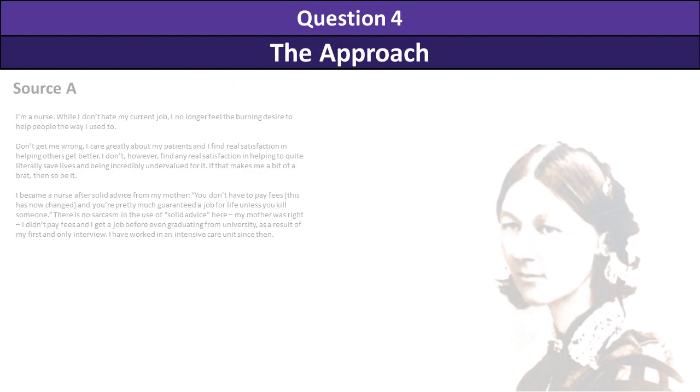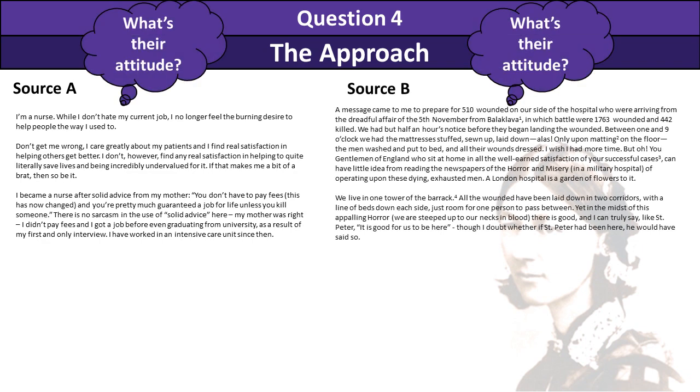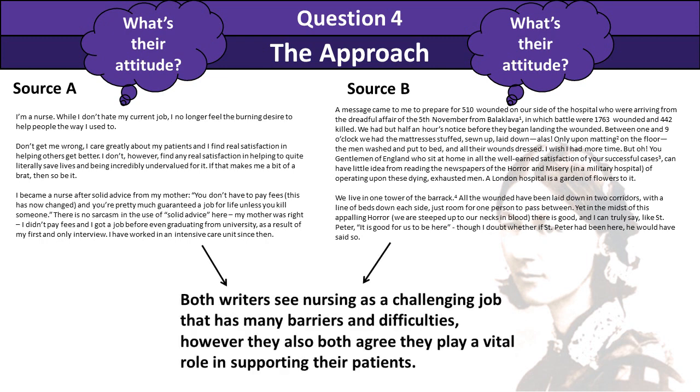So our approach. We need source A and we need to be looking at it alongside source B. Now the first question we need to be asking ourselves is, what is their attitude? What do these nurses think of being a nurse? Now sometimes it'll be different, and source A might think something completely different to source B, but for me on this occasion they've got a very similar argument. That both writers see it as a challenging job, both see many barriers and difficulties, however they both agree that they play a vital role in supporting their patients.